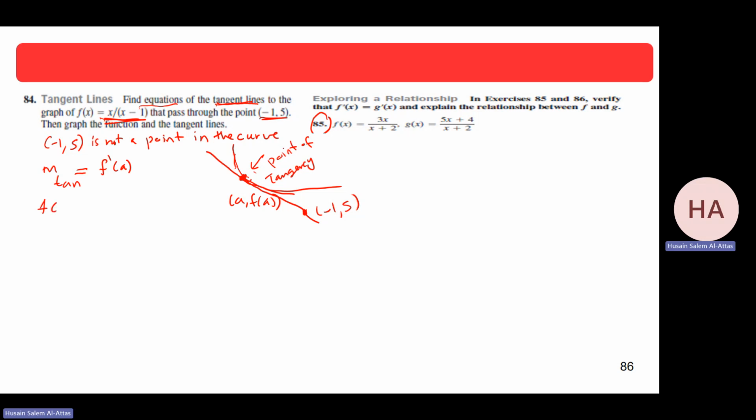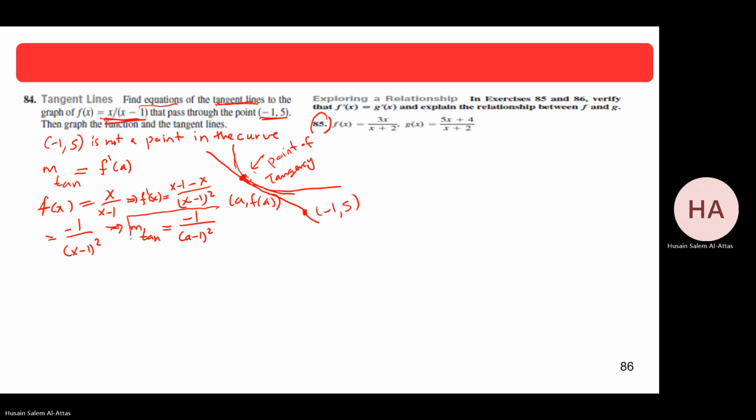f of x equals x over x minus 1. So f prime will be (x minus 1 minus x) over (x minus 1) squared. In other words, it's -1 over (x minus 1) squared. That means m tangent in terms of A is -1 over (A minus 1) squared. Okay, this is one equation for the m tangent in terms of A.